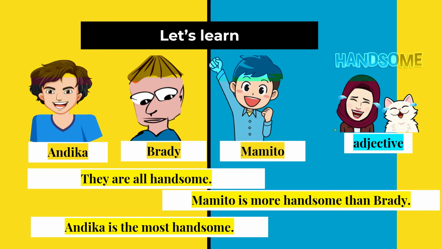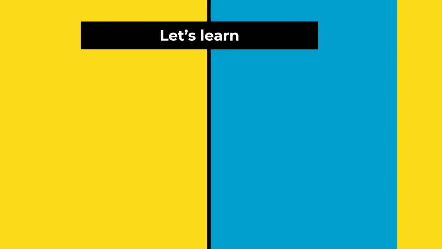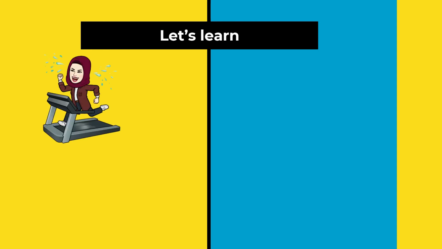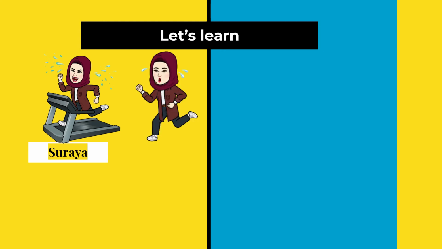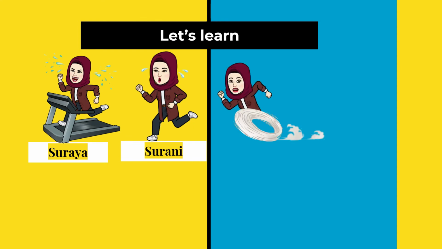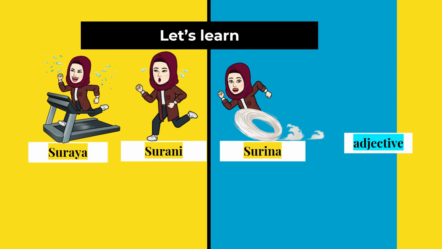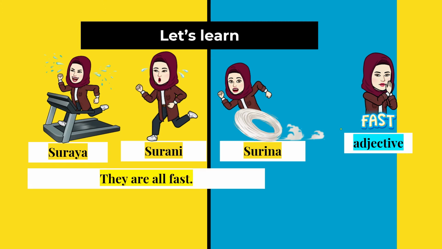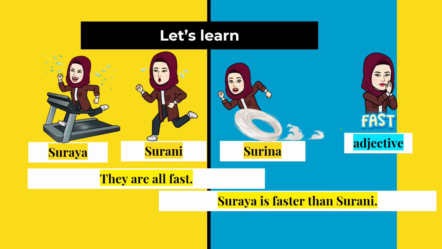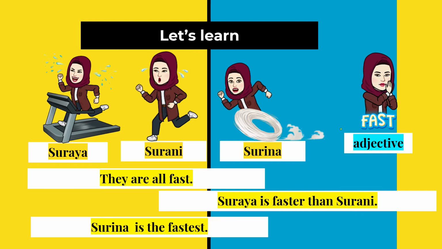Alright, let's learn noun number 3. Okay, who's this? Suraya. Okay, looks the same. Surani. Alright. Surina. So what is the adjective to describe these three women? Alright, fast. So they are all fast. Let's compare them. Suraya is faster than Surani. Okay. Surina is the fastest. Yes.